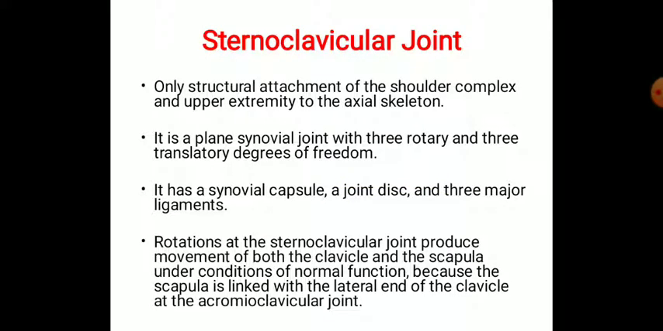First, we are going to look at the first joint in the shoulder complex, which is the sternoclavicular joint. As I said, it's the joint between the head of the sternum and the clavicle. This is the only structural attachment of the shoulder complex and upper extremity to the axial skeleton. This is the only joint helping your upper extremity get attached to the axial skeleton.